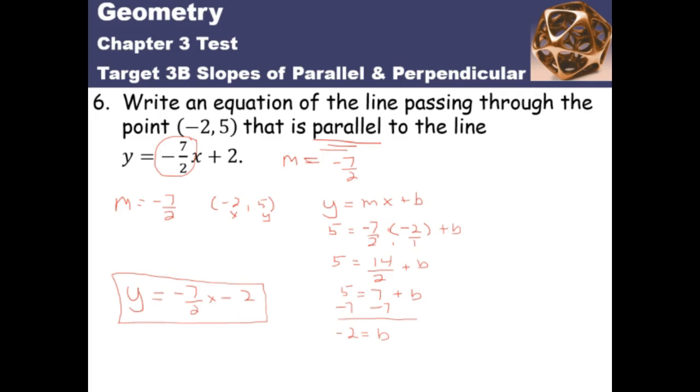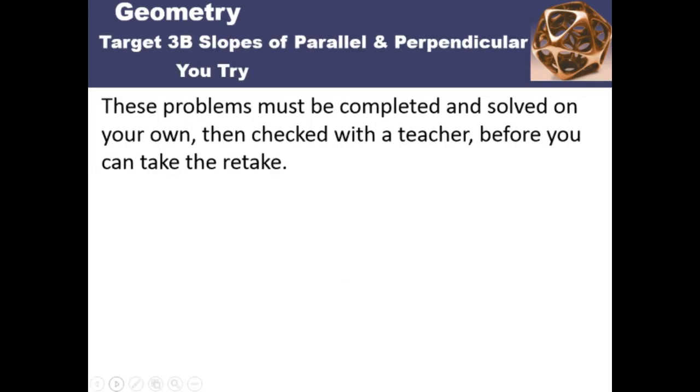Okay, so that's it for the review problems. Now you have your practice problems, your U-tries. Remember, you have to show these to a math lab teacher or your geometry teacher. And then there is a slip that they need to sign saying that you've done these practice problems and you got them correctly. If you don't have that slip, your teacher will not be accepting your retake. So make sure you get that slip signed.